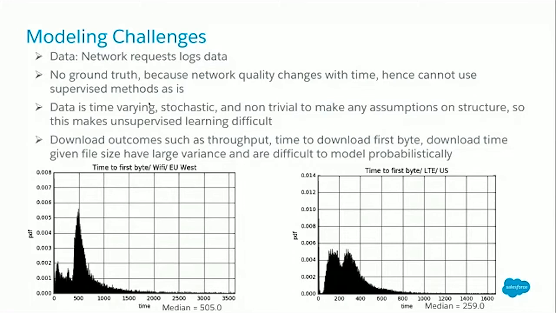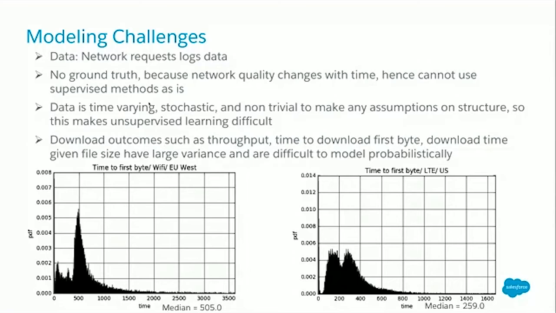The other modeling challenge we have is that, like a lot of machine learning problems, we don't have ground truth because network quality changes with time. So we can't optimize for a particular data set collected at a particular point in time because it may not translate to what's going to happen in the future. This makes it difficult for us to use supervised methods the way they are. This data is time varying and stochastic. For this particular data set, it's non-trivial to make any assumptions on structure, so we cannot put sparsity priors and stuff like that.